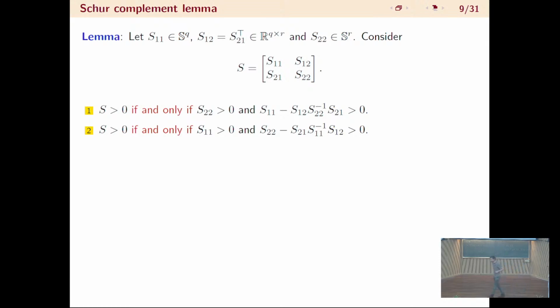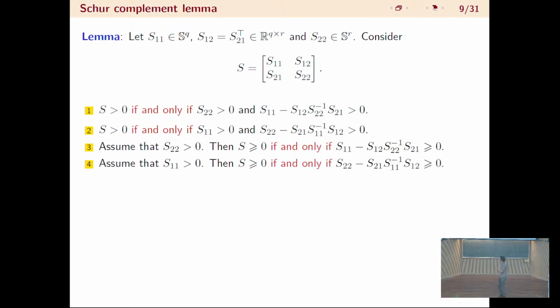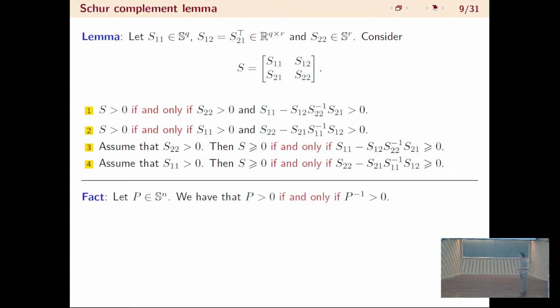Good. Now we're really on fire, because you can ask yourself, what if I don't care about positive definiteness, but positive semi-definiteness? You can also do that. So that's the third statement. Suppose that S22 is positive definite, then S is positive semi-definite if and only if the Schur complement is positive semi-definite. And finally, you also have a statement with respect to the other Schur complement.